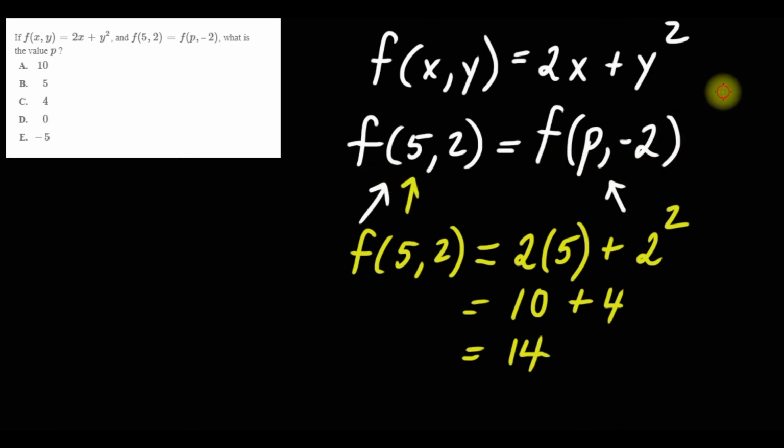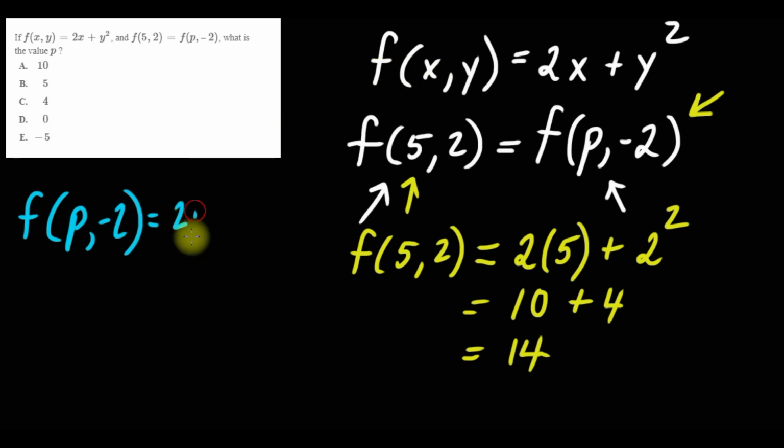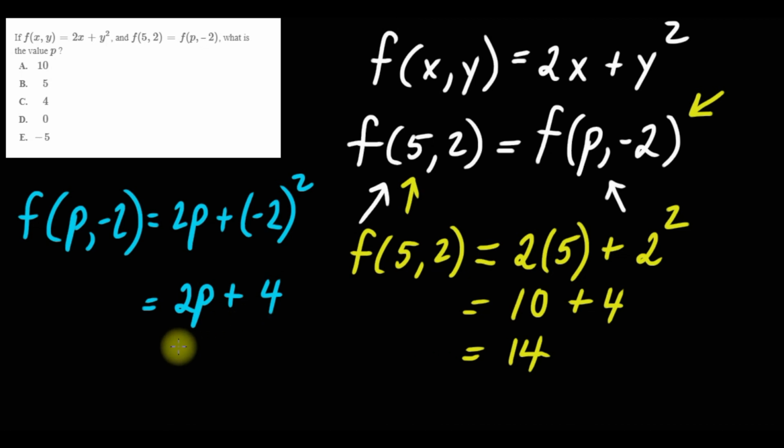So now we're going to go ahead and find out what this is. To find that, we would work with f of p, negative 2. So 2 times x is p, so 2 times p, plus negative 2 squared. So that's going to be 2p plus 4. We cannot add these because they are not like terms. So this is what f of p, negative 2 is.